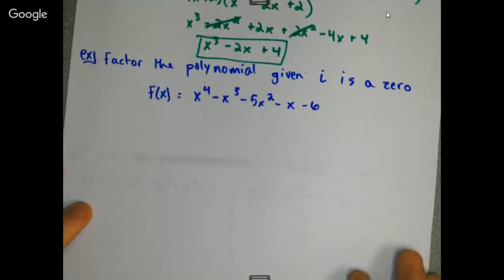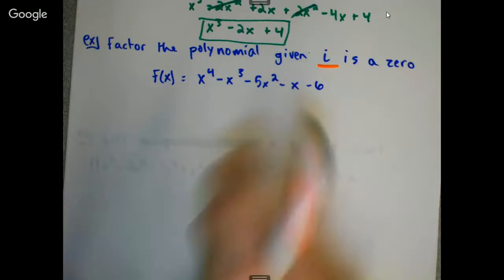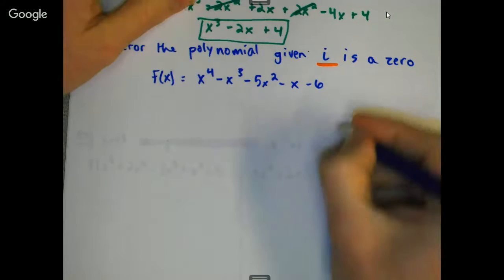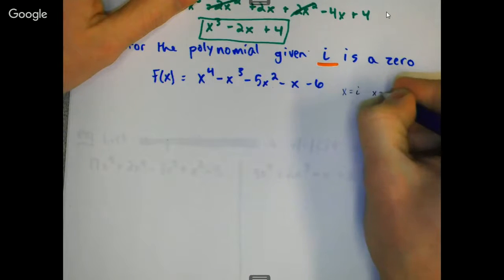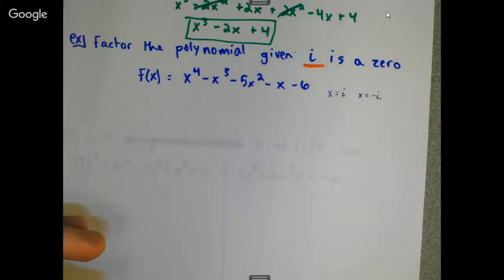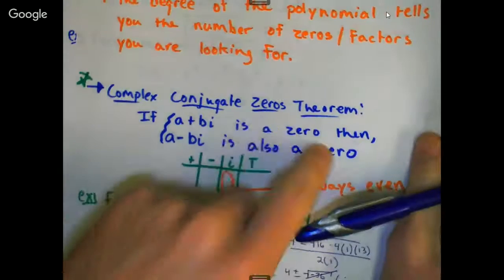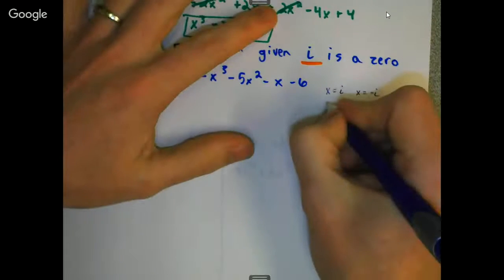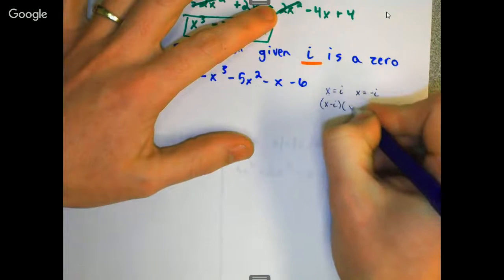Okay, so factor the polynomial given that i is a 0. That is super important, because if i is a 0, so if x equals i, then x also equals minus i. Those have to both be zeros because of the complex conjugate zero theorem. If i is a 0, then negative i is. So here I have x minus i, x plus i.